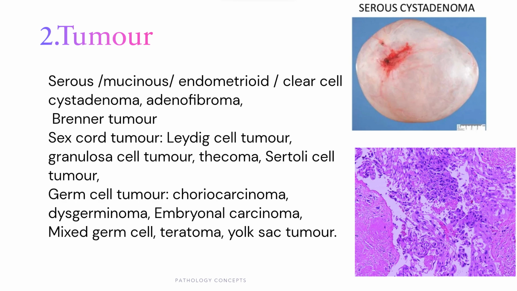Now let's learn about tumor pathology of the ovary. They are serous, mucinous, endometrioid or clear cell cystadenoma, adenofibroma, surface papilloma, Brenner tumor, sex cord tumors like Leydig cell tumor, granulosa cell tumor, thecoma, Sertoli cell tumor, gynandroblastoma, germ cell tumors like choriocarcinoma, dysgerminoma, embryonal carcinoma, mixed germ cell tumor, teratoma, yolk sac tumor, serous, mucinous, endometrioid, clear cell carcinoma, malignant Brenner tumor.